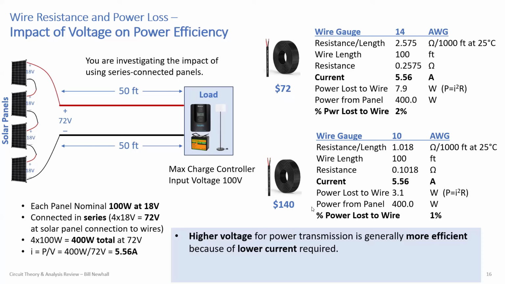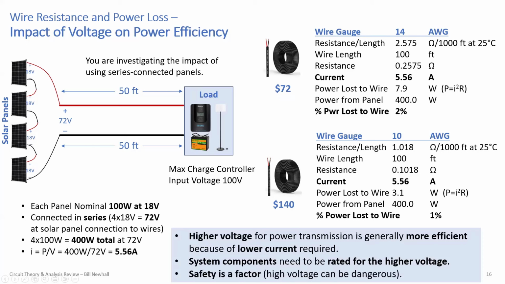So why don't you just use high voltage everywhere? Let's just keep going up in voltage. Well, it becomes very dangerous to people. So that's why we use 120 volts RMS in our house, because it can kill you, but it's not going to kill you instantly like 1,000 volts would or higher. Okay, and the system components need to be rated for the higher voltage, and safety is a factor.